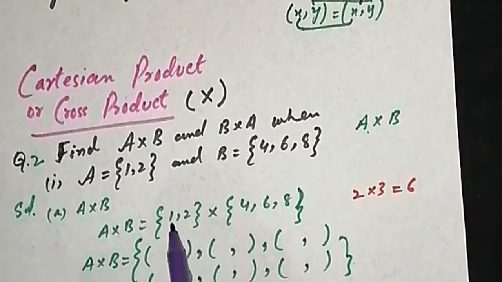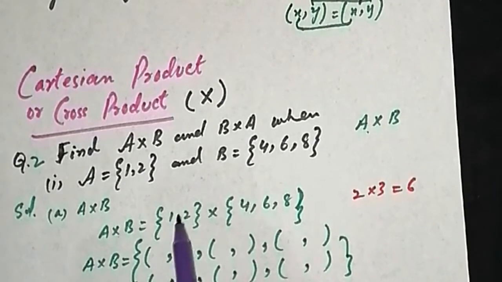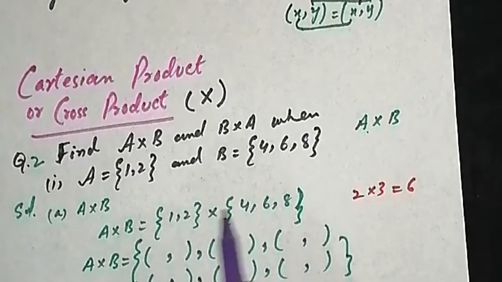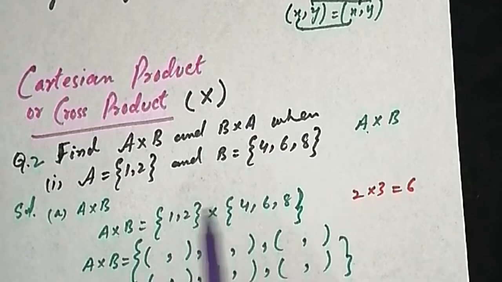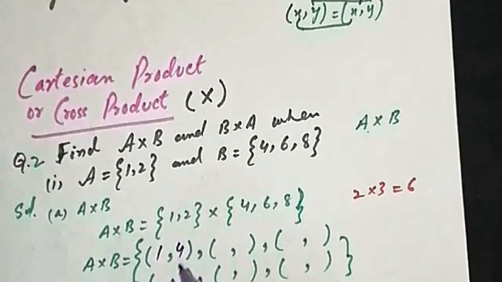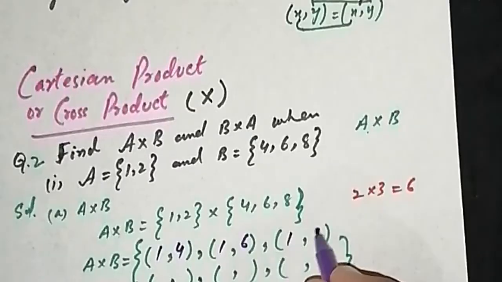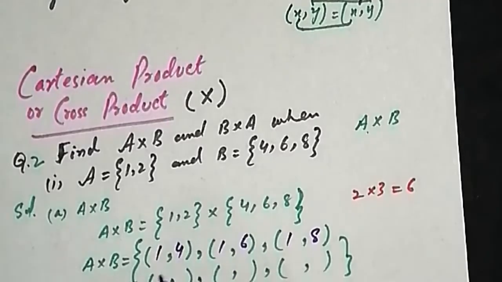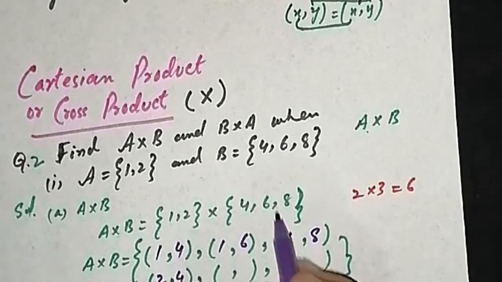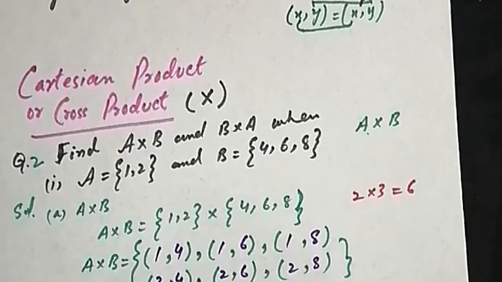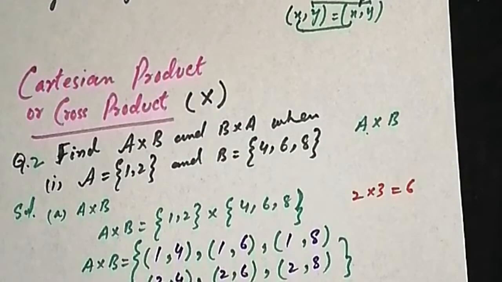Now the element of the first set is 1. 1, we multiply 1 by 4, we get ordered pair 1 by 4, 1 by 6, 1 with 8. Now next, 2 with 4, 2 with 6, 2 with 8. This is the answer of the first part.